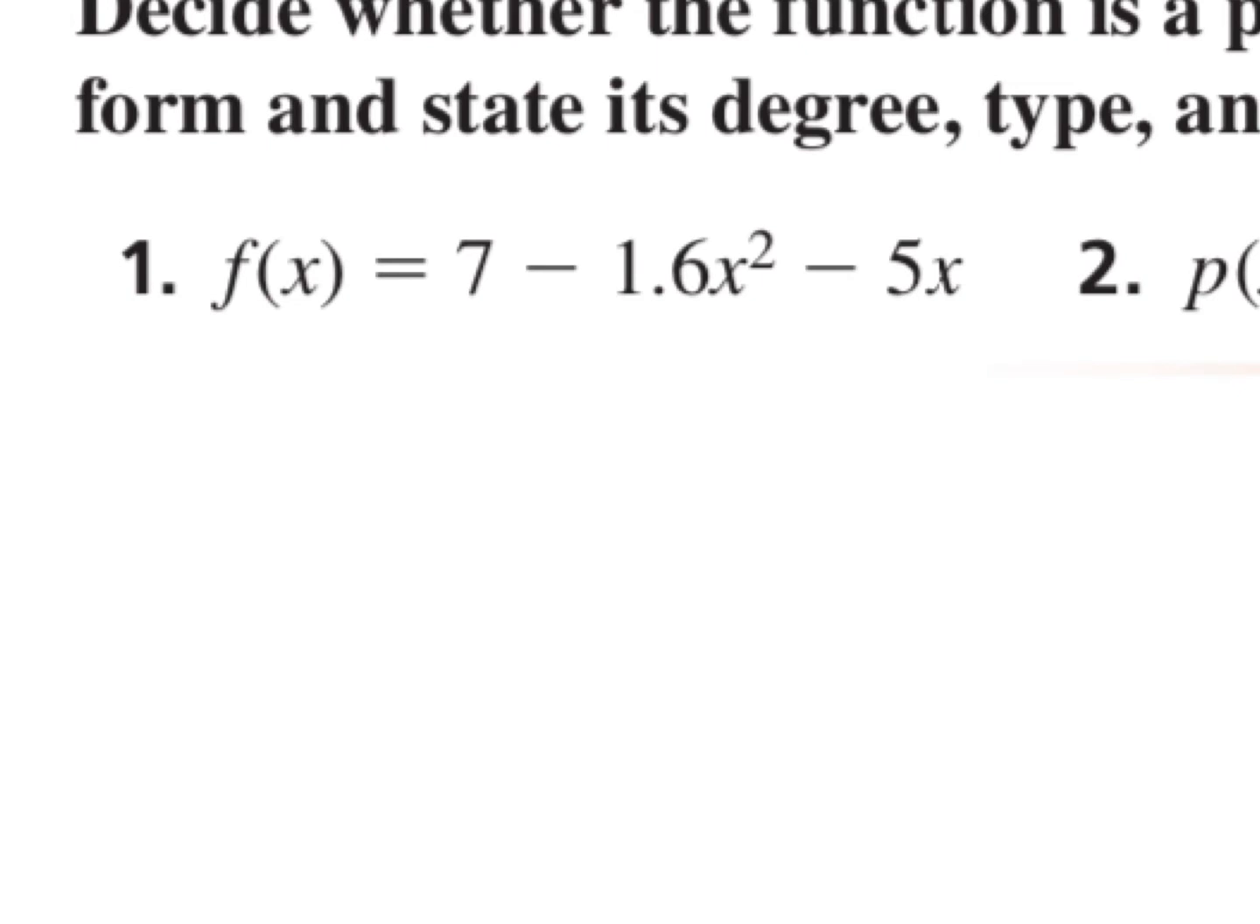Do you think this is a polynomial? Yes. Is it in standard form? No. How would I rewrite it in standard form? Negative 1.6 x squared. That negative goes with the 1.6, so negative 1.6 x squared. What would come next? Minus 5x plus 7. Awesome.